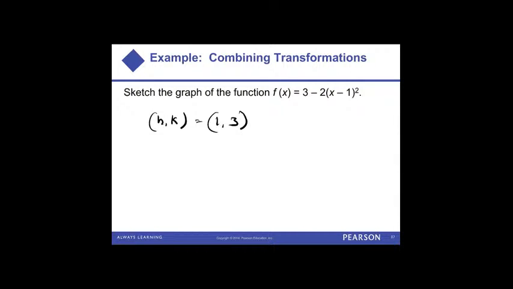So we have the vertex, which should be 1 comma 3 here. Notice that this is actually our leading coefficient. The 3, we should probably move it over on this end. But since the leading coefficient is negative, it should open downward. And then that plus 3 tells us to move up by 3. All right, so let's put all that together.